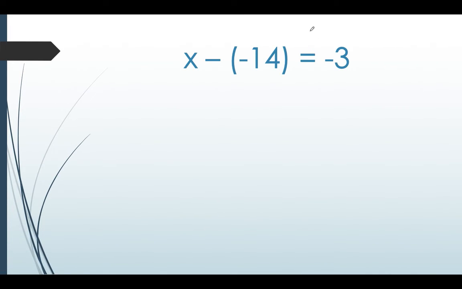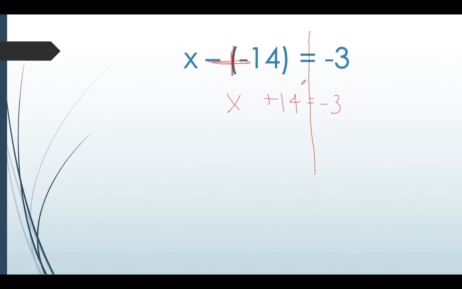So I'm going to draw my fence, and then I'm going to check out this equation. It says x minus negative 14 equals negative 3. Now, your little alarm bell should be going off in your head. We have double negatives. Before I can do anything, I need to get rid of that double negative. So remember, double negatives make a positive. So now my equation says x plus 14 equals negative 3.